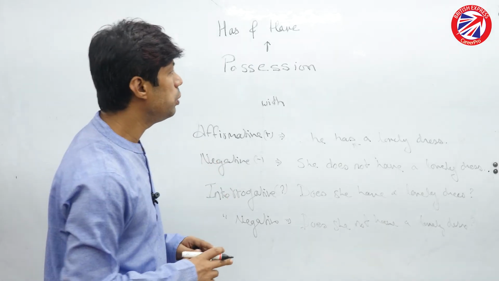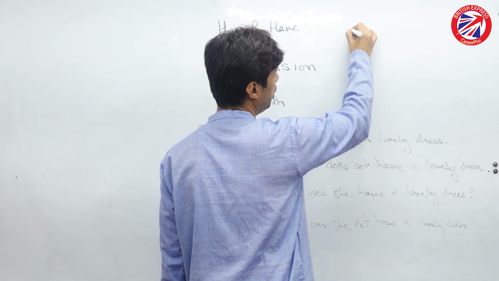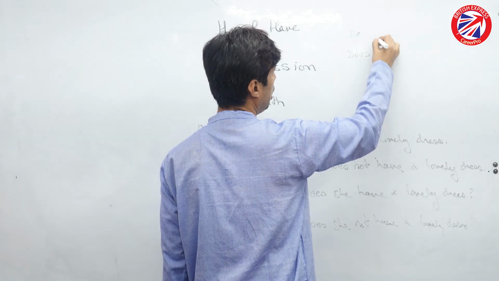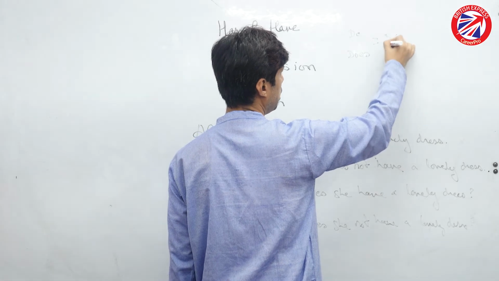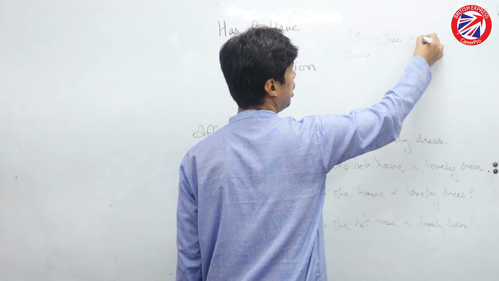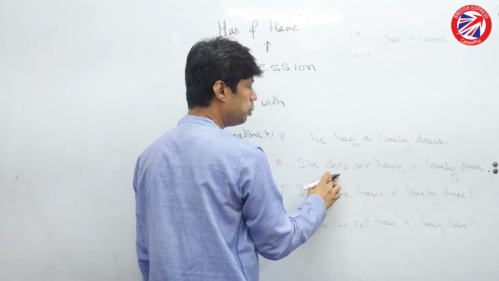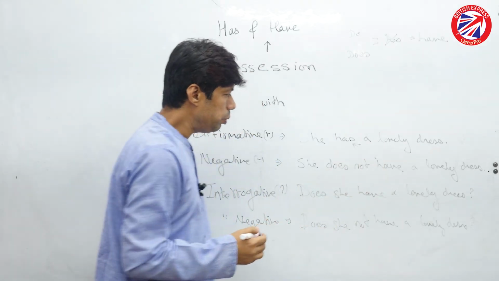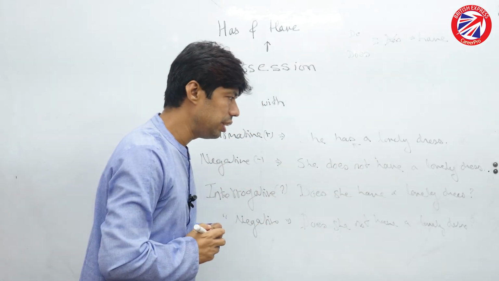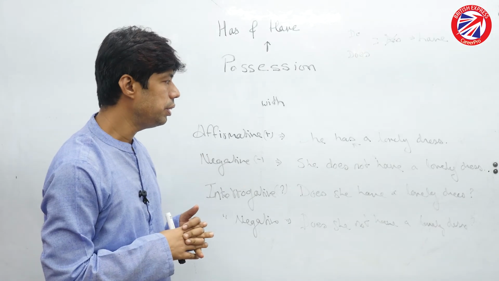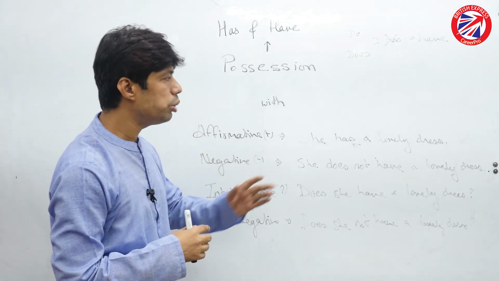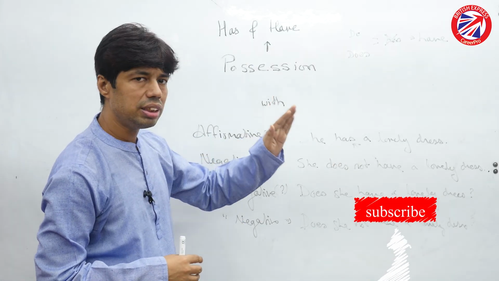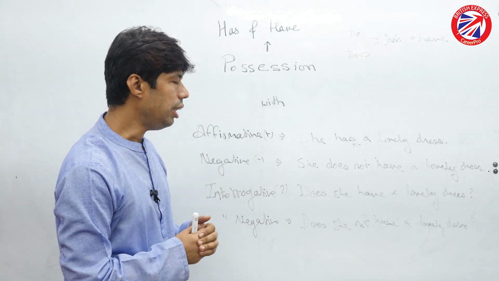One important point to be noted here. Whenever we have a do or a does, with that we never use has. It will automatically transform into have. That is the reason when does came, we had to use a have over here. So we will never say, she does not has a lovely dress. Rather we will say, she does not have. Otherwise, only in affirmative with he, she, it, name and singular, we will be using a has.